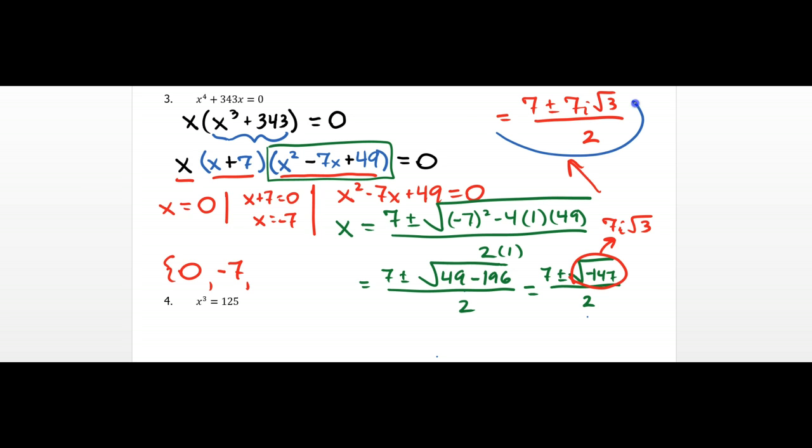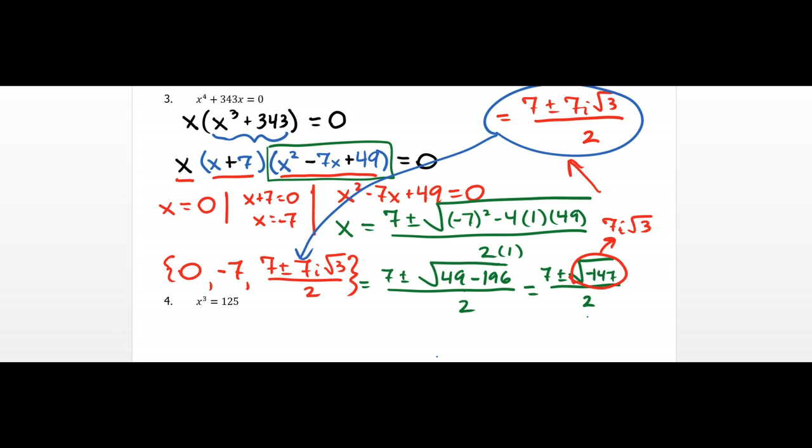Okay, so this was the solution to this trinomial right here when we set it equal to 0. That means that's going to go down here in our final answer. And so we're going to get two more solutions from that plus minus sign, 7 plus minus 7i radical 3 all over 2. So we got two real zeros, 0 and negative 7, and then two imaginaries from this trinomial here.